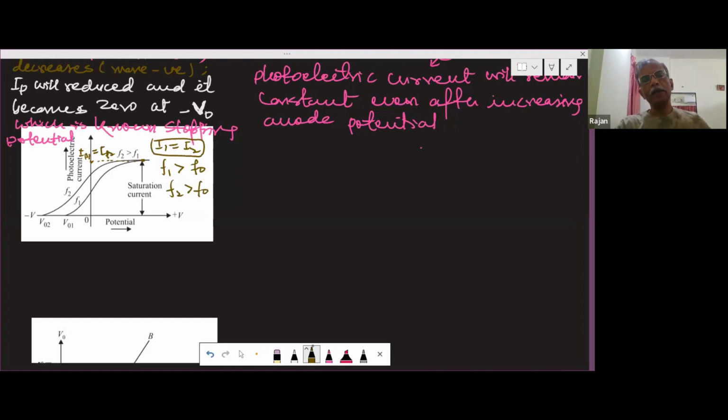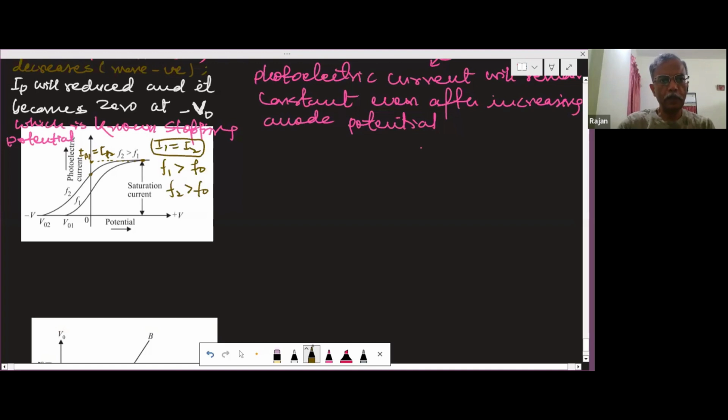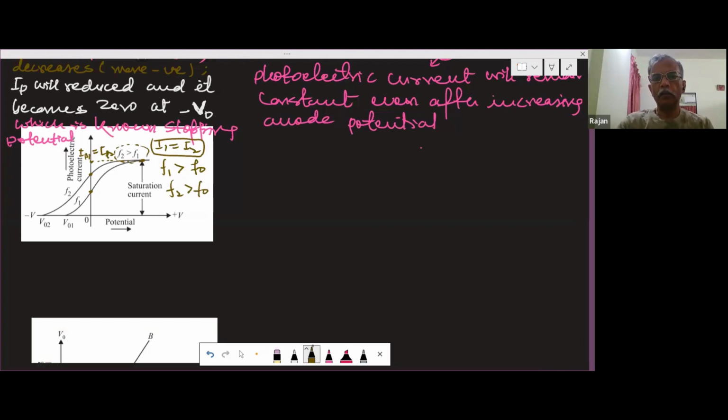Now, if I'm decreasing my anode potential, you see that your second graph is above the first graph, correct? By virtue of f2 being a higher frequency than f1, it will have higher kinetic energy, the photoelectrons will have higher kinetic energy. If it has higher kinetic energy, your current will be more, because more photoelectrons will be able to reach as compared to the first one. So the higher one.